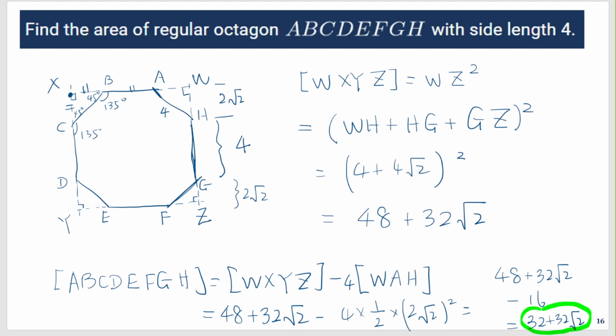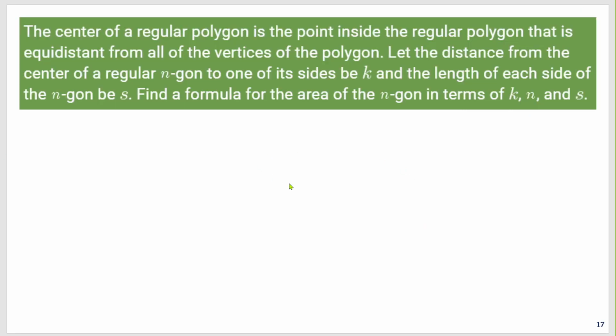And if you don't have any questions, now let's turn to a more general problem of finding the areas of a regular polygon. So let's consider this example here. The center of a regular polygon is the point inside the regular polygon that is equidistant from all of the vertices of the polygon. Let the distance from the center of a regular n-gon to one of its sides be k, and the length of each side of the n-gon be s. Can you find a formula for the area of the n-gon in terms of k, n and s?